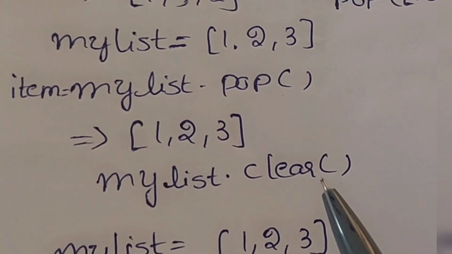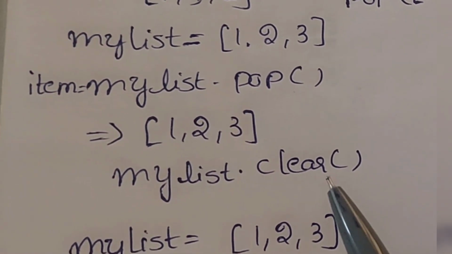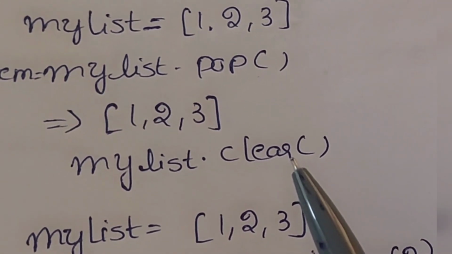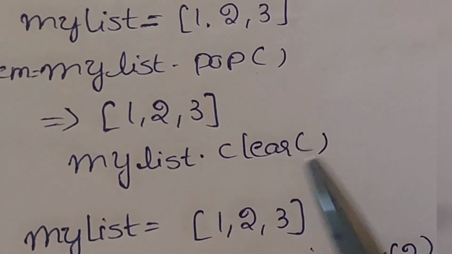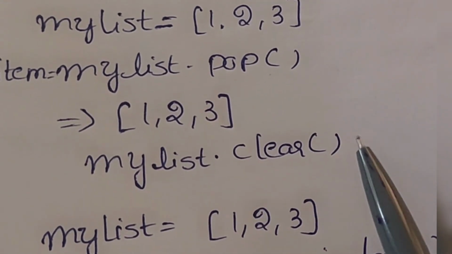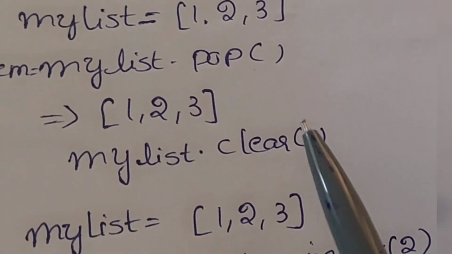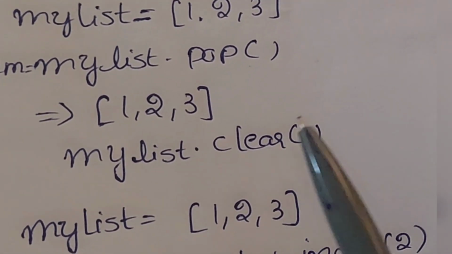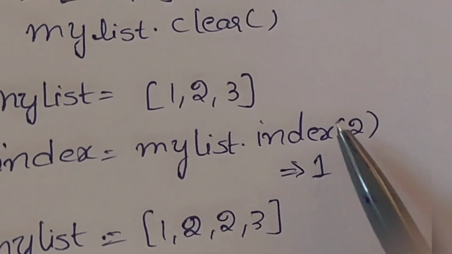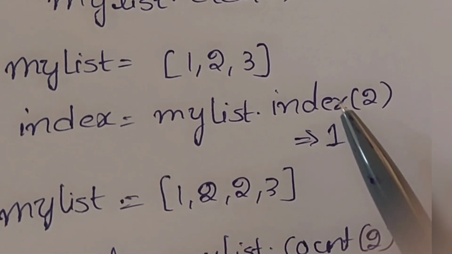And the next method which we are going to learn is clear. So this clear method in my list is helpful for clearing that particular list. So whenever we do my list.clear, it will remove all the elements from the list and it will return an empty list. And the next method which we are going to learn is index.